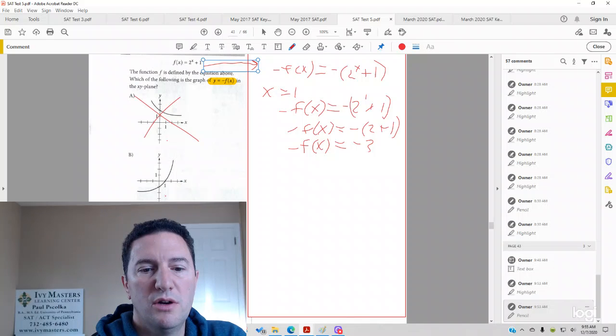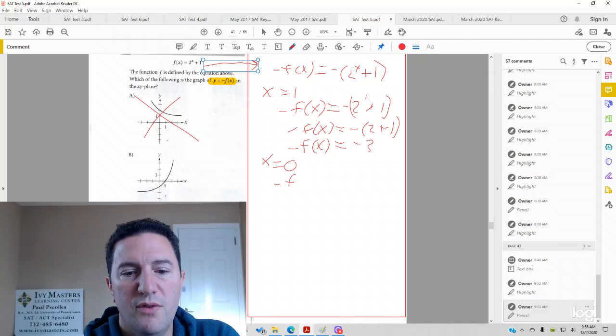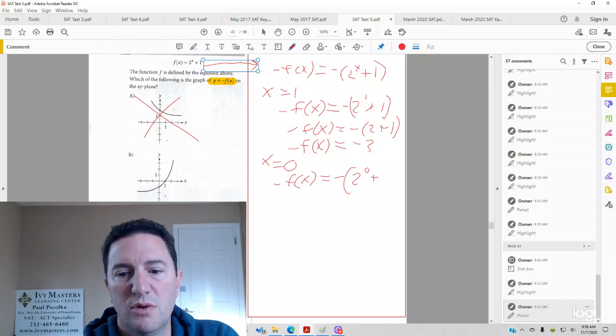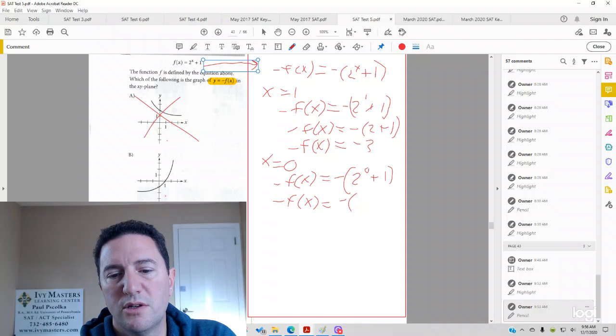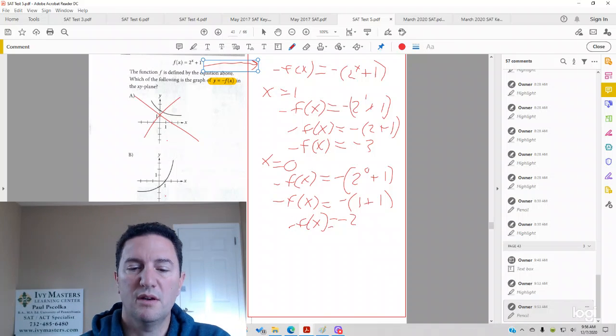x. So if x equals 0, then what I get is negative f of x equals negative, and it's 2 to the 0 plus 1. Well, hopefully you remember that anything to the 0 is 1. So 2 to the 0 is 1, so it's 1 plus 1. And so what you get is you get negative 2. Negative f of x equals negative 2.